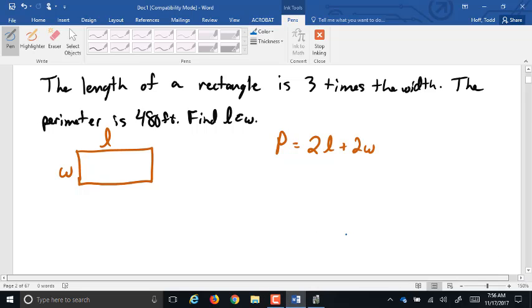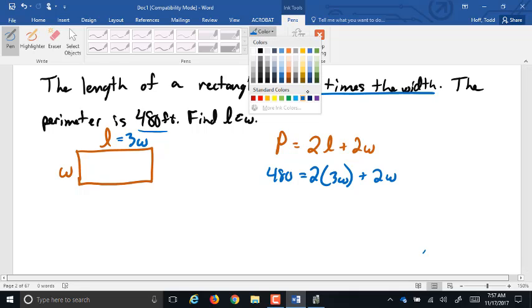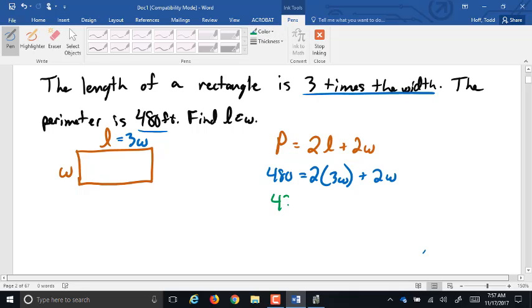So we look at this one. We can replace P with what? 480. We can replace L with 3 times the width, 3W. So it's 2 times 3W. And then we've got to deal with the parentheses first, right? 2 times 3W, 6W plus, we still got the 2W.